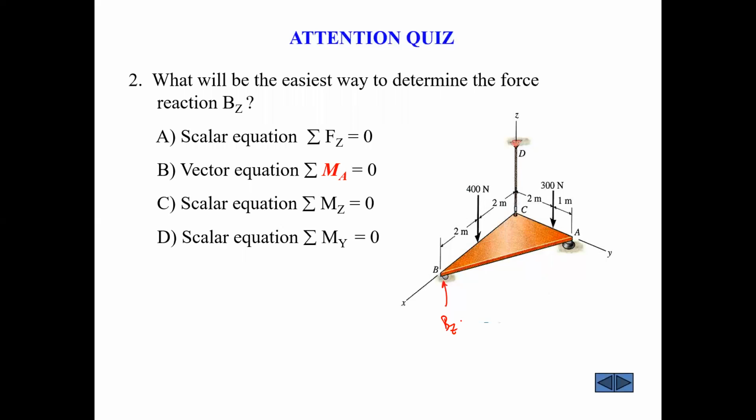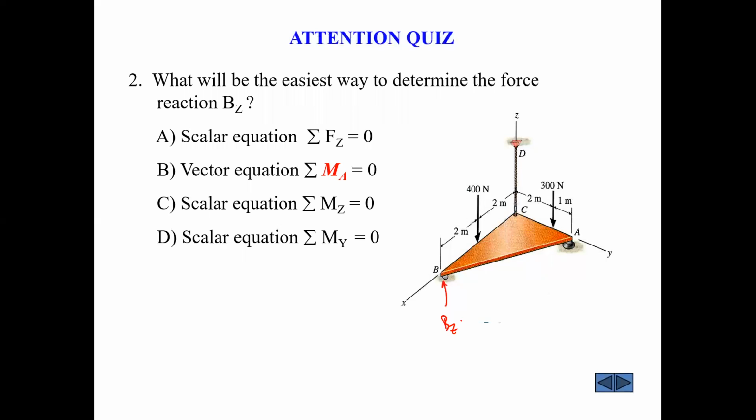So the moments at A. If you do the sum of the moments at A, you're going to have to deal with BZ, the 400 Newton force, the cable, and the 300 Newton force. A lot of terms there. Is there a simpler way? Sorry?